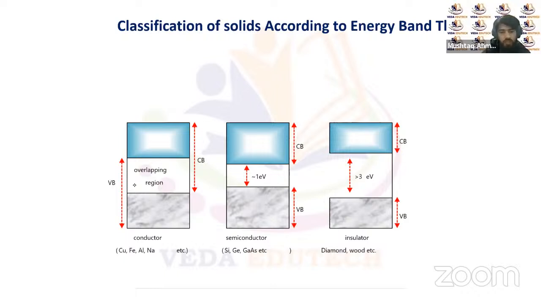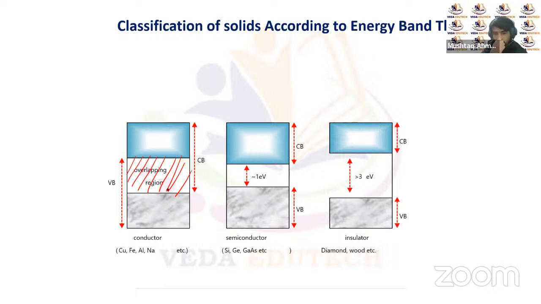You can see here, in case of conductors, there is a complete overlap between the conduction band and valence band, or we can say the band energy gap between the valence band and the conduction band in case of conductors is almost equal to zero. All the free electrons are available for conduction. So that's the reason conductors are the best conductors of electricity, and they have high conductivity, because the conduction band and the valence band overlap in case of conductors.